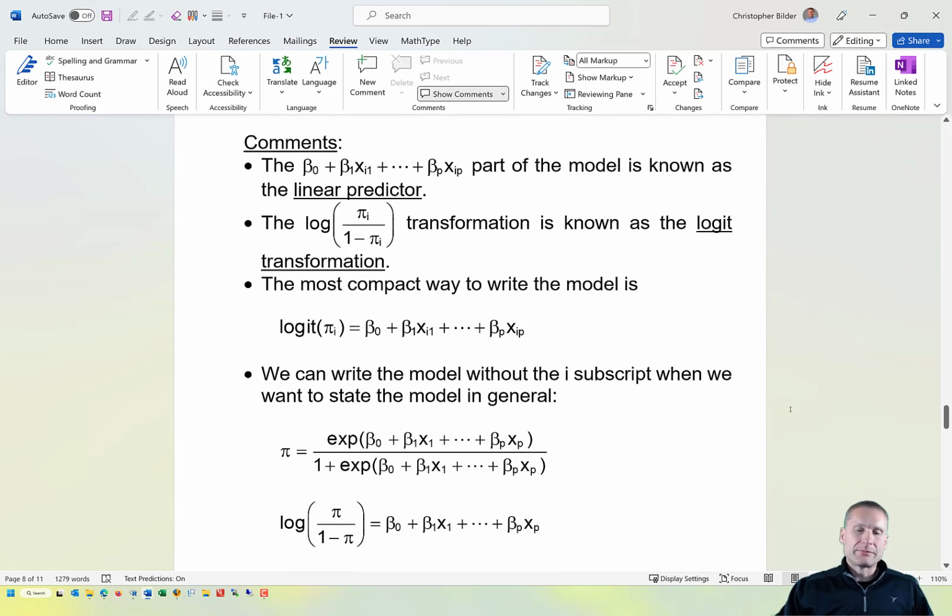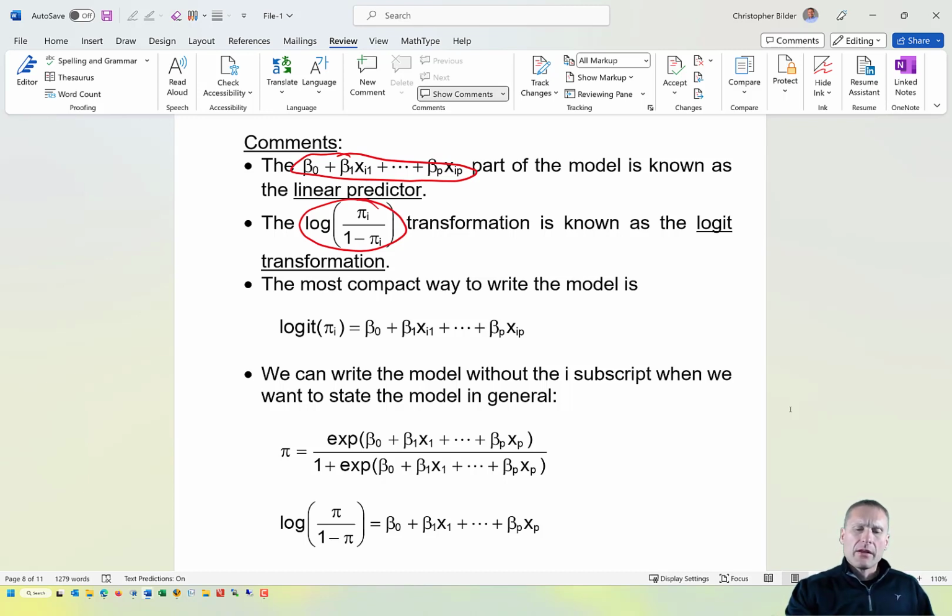So some comments here. This linear combination of the regression parameters with the explanatory variables is often referred to as a linear predictor. Why? Well, it's a linear combination and it helps predict the log odds of a success. This log odds that we see here, this transformation of the probability of success, has a special name in statistics. It's referred to as a logit transformation. I'll explain more towards the end of chapter 2 why it's called logit.